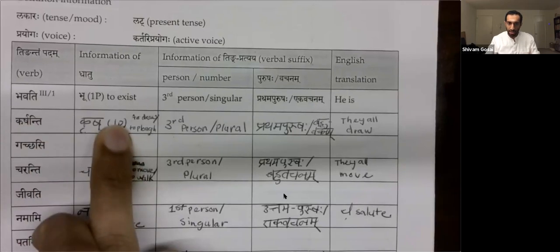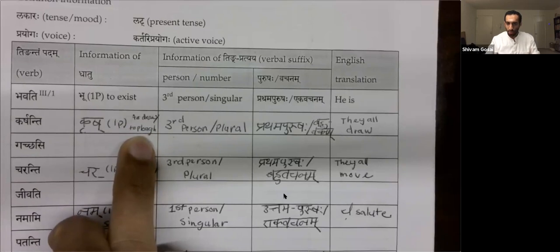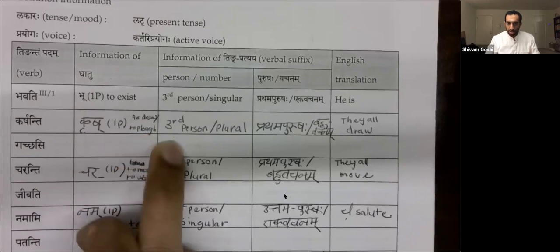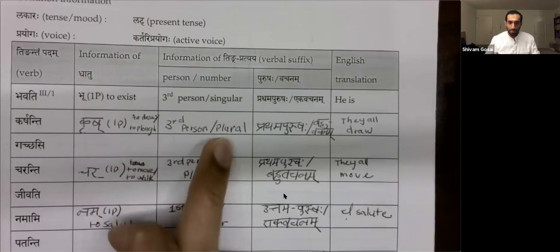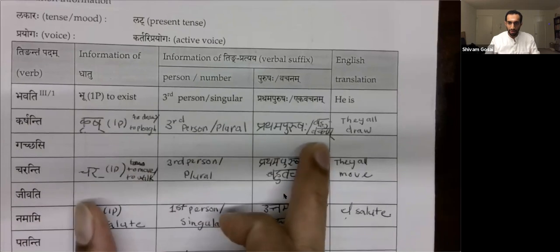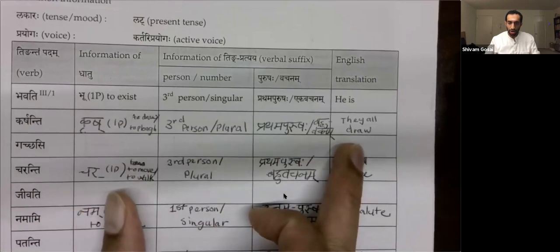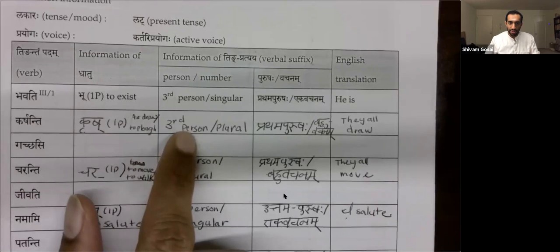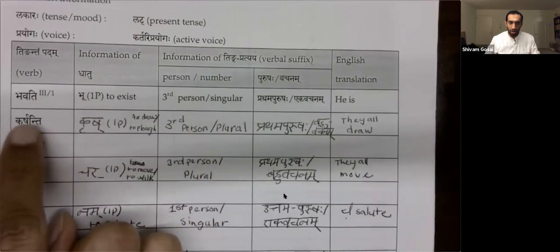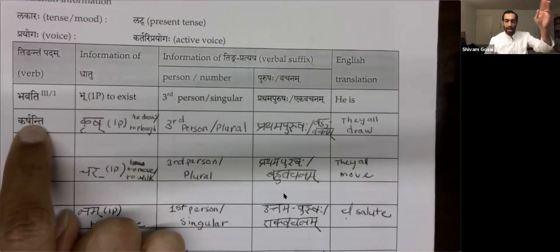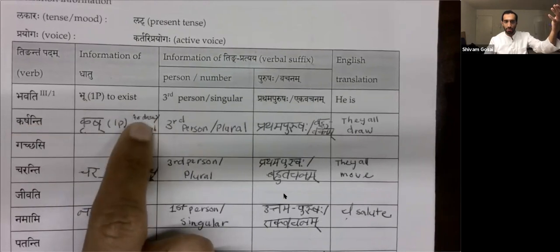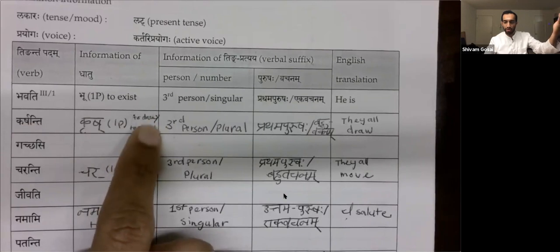Krish is 1P, to draw or to plow. That's third person, plural. Pratama purushaha bahuvachanam. They all draw. So this is third person, plural. So it's talking about other people, and it's plural, right? So they all, and then draw or plow. They all draw or they all plow. So they all draw Mickey Mouse. They all plow the field.